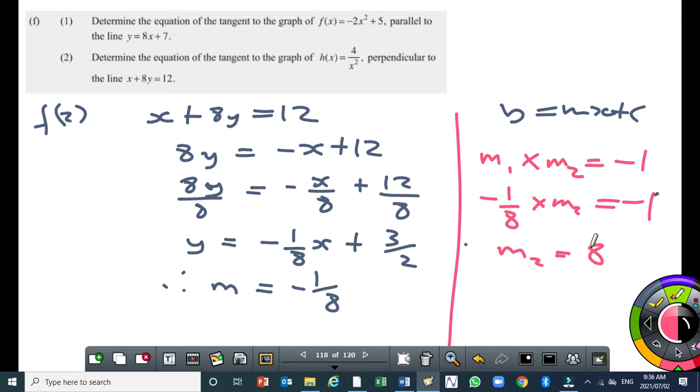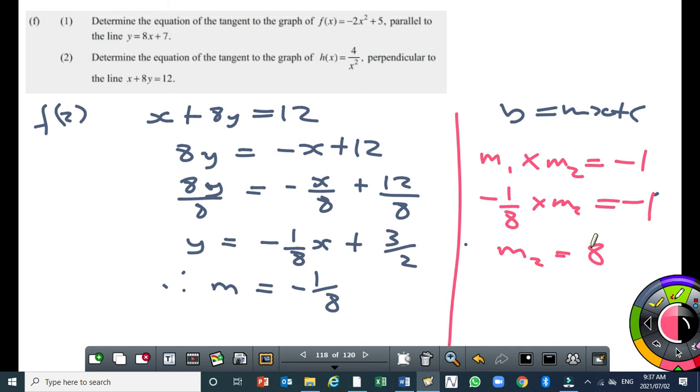Right? By now, I know what you are thinking. Remember, I told you that when you are multiplying m1 and m2, one of them must be positive. So if m1 is negative, means m2 must be what? Positive. If m1 is a fraction, means m2 must be an integer, which is positive. Okay? So it will be the reciprocal of this, which will be a positive 8.